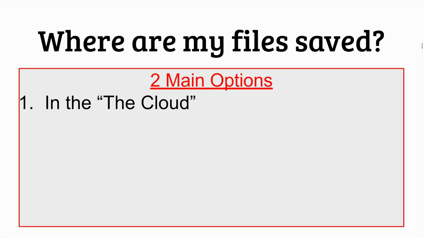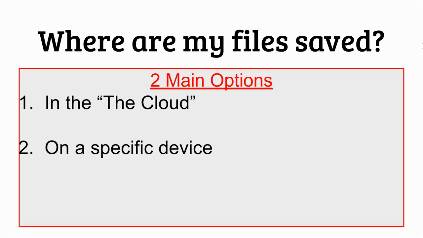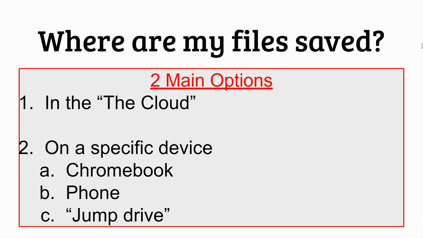So, the question is, where do you save your files? Whatever it is, it's a paper, it's a project. How do you save things? There's two main options. First one's in the cloud, and we'll circle back to that in a sec. The other one is on your specific device. That could be a Chromebook or a phone or a jump drive or flash drive. Lots of ways to save things, what they call locally.